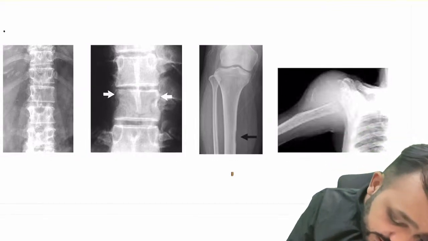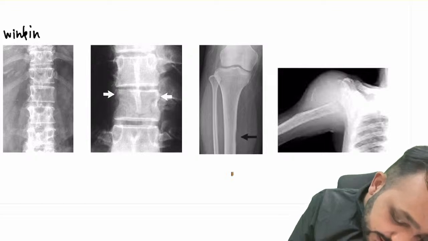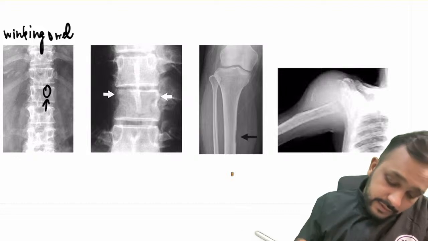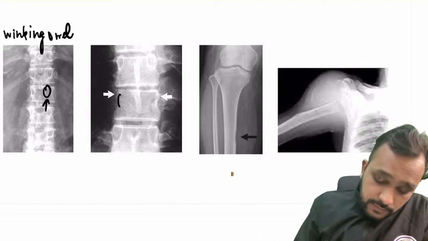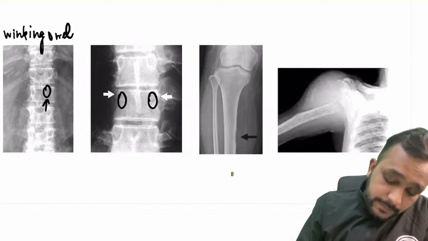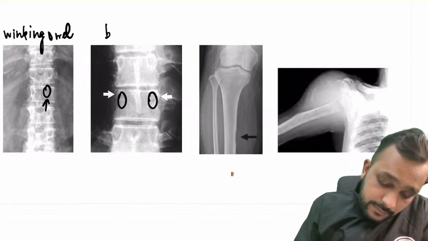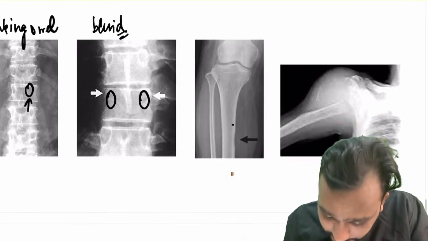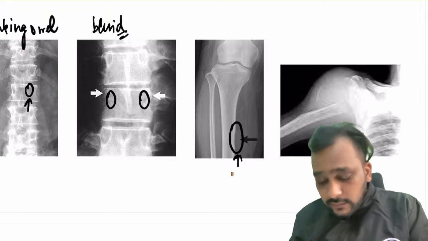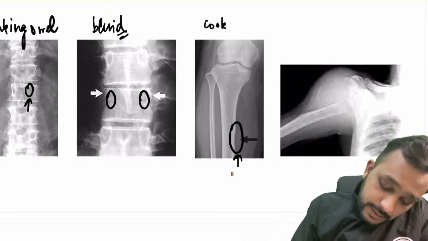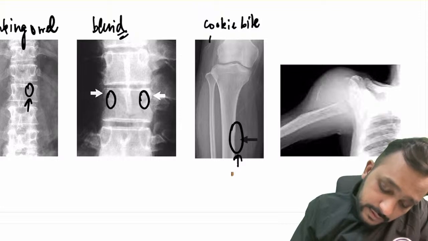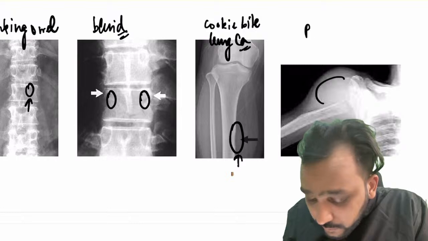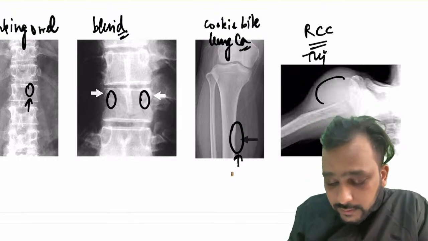So important imaging appearances in the metastasis, right? So we have this winking owl eye sign. We can see that one pedicle of the vertebra is absent. This is winking owl eye sign. Both the pedicles are absent, this is the blind vertebra. And in the third image, guys, we can see that there is lytic destruction of the cortex. This is your cookie bite mets associated with lung carcinoma. And in the third image, we can see blowout mets associated with RCC and thyroid carcinoma.